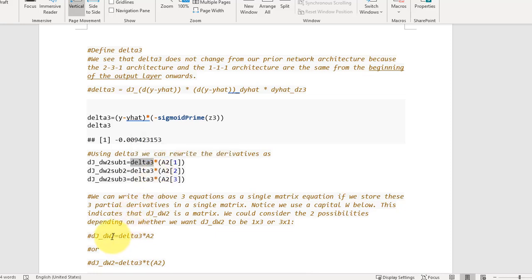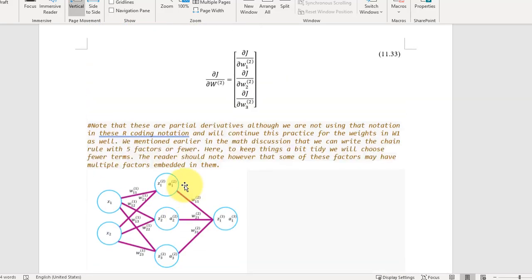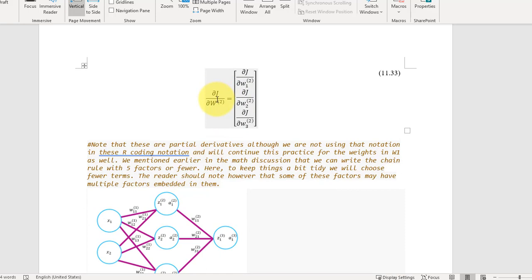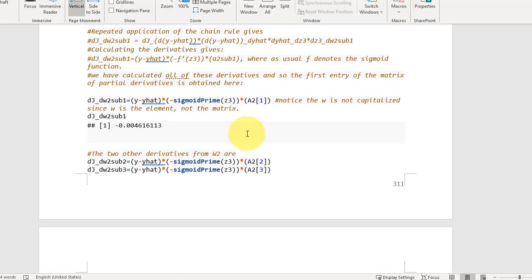So if we want to make a matrix, now notice the notation here. This is capital W, and there's no sub here because we're talking about the whole W2. We're making this, which is partial of J with respect to W2. So it's a whole matrix, and it has these pieces, and we can just write it. Each one of these is basically the same, except one has the first element of A2 in it, the second element of A2 in it, and the third element of A2 in it.